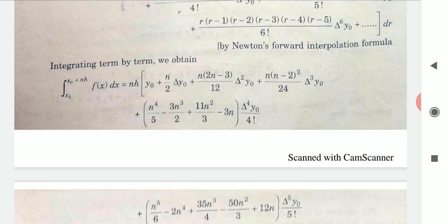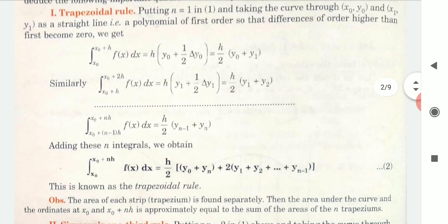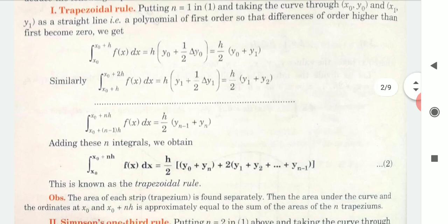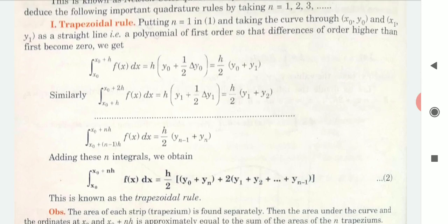So y0 plus n by 2 into delta y0 plus 0 plus 0 plus 0 and so on. Okay, so we will get integration x naught to x naught plus h, f of x dx is equals to h into y naught plus half delta y naught, which will be equals to h by 2 into y naught plus y1. Where did delta go? Delta y naught. Delta y naught is equals to y1 minus y naught. So this will be equals to 2 y naught minus 1 times y naught, so 1 times y naught will be remaining. Okay. So this is h by 2 into, so basically average of y naught and y1 into h.